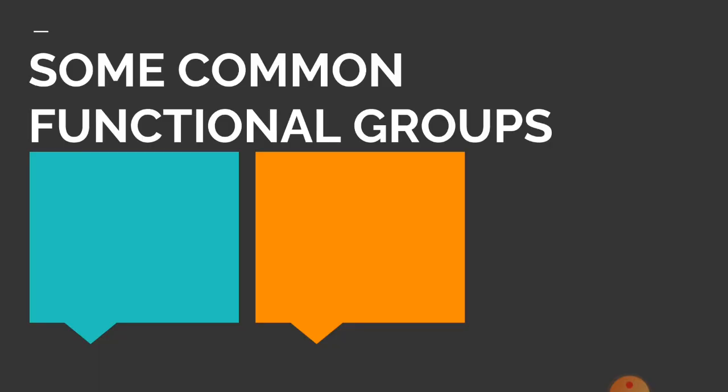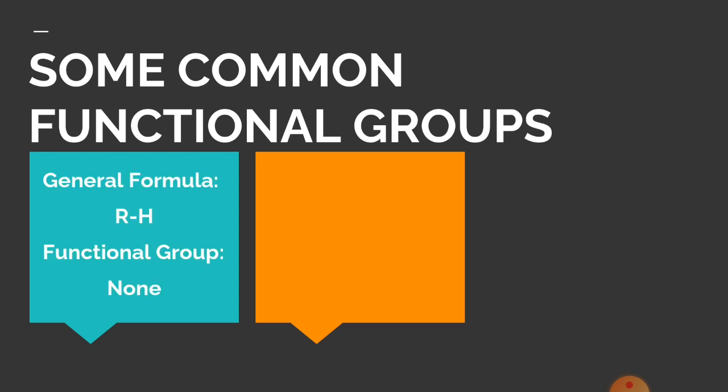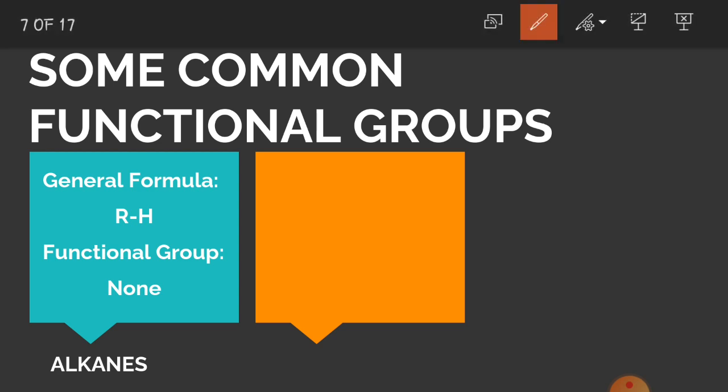Now let's discuss some common functional groups that are present in organic compounds. The first family of organic compounds classified on the basis of the functional group is that of alkanes. In the alkanes, the general formula is R-H. Now, the R here is representing an alkyl group, and we have read about the alkyl group.